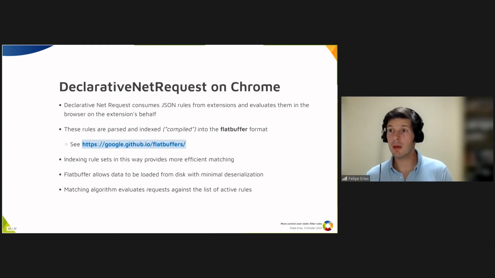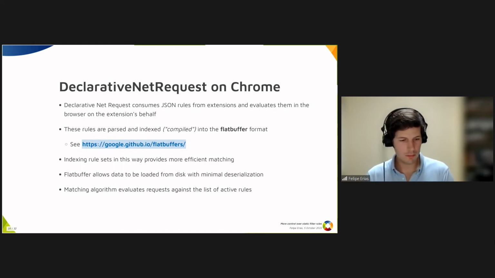So talking about the implementation of this API, in Chrome, the implementation of declarative net request does a number of steps. First, it parses the JSON lists of rules that have been provided by the extension. It indexes these rules and then stores them on disk in a format that is called flat buffer. And the flat buffer format stores the rules along with an index. So indexing the rules in this way provides for efficient matching when we are checking if a particular request matches any of the rules, and also allows data to be loaded from disk to memory very efficiently.